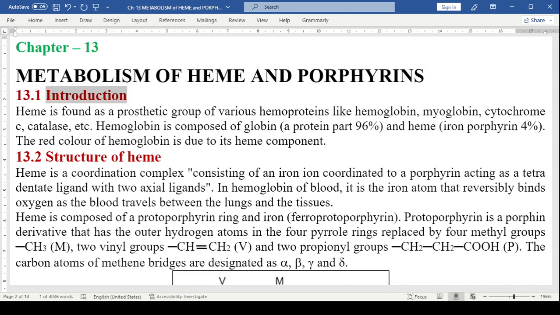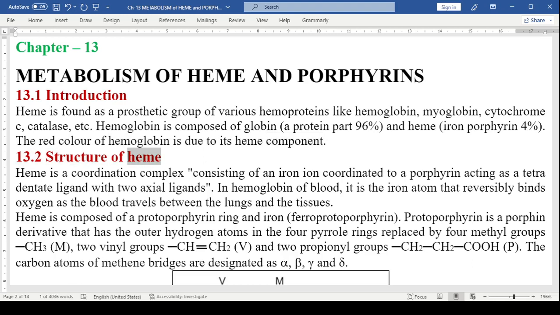13.1 Introduction. Heme is found as a prosthetic group of various hemoproteins like hemoglobin, myoglobin, cytochrome C, catalase, etc. Hemoglobin is composed of globin, a protein part 96%, and heme, iron porphyrin 4%. The red color of hemoglobin is due to its heme component.